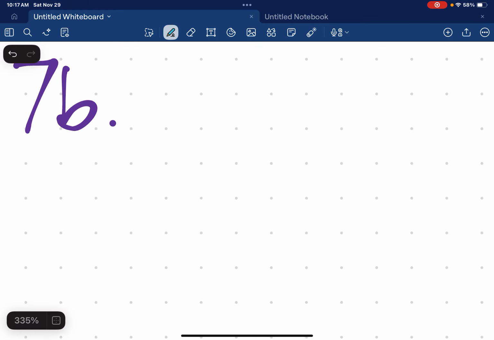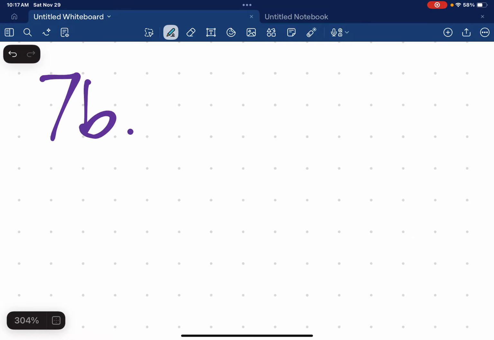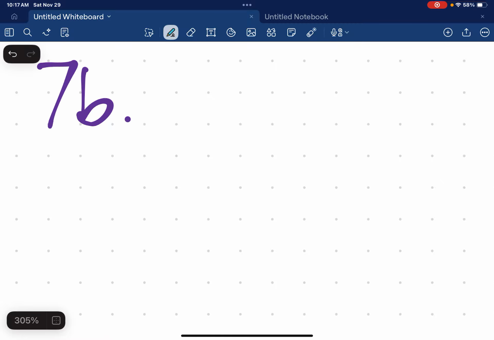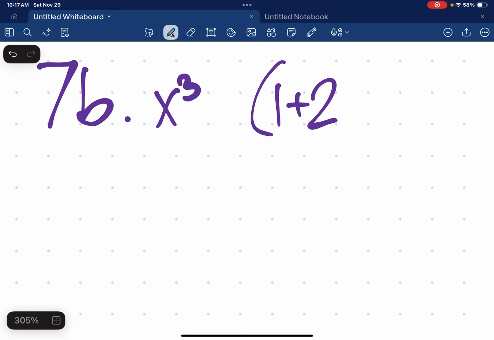7b, I like this exercise. I'm able to actually explain it to a great degree and do the problems easily. Okay, find the coefficient of x cubed in the expansion of 1 plus 2x, and then think that's to the third. No, that's just n. Okay.